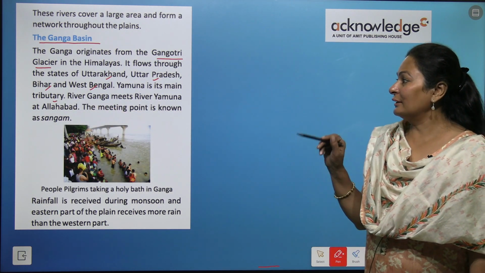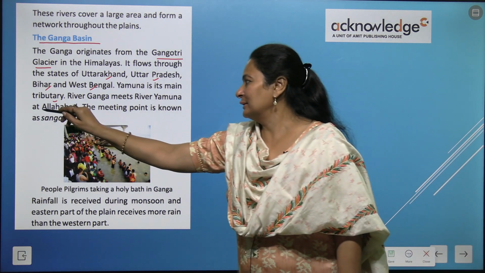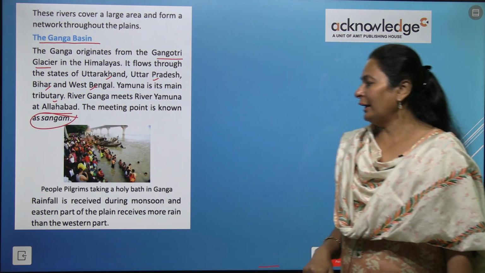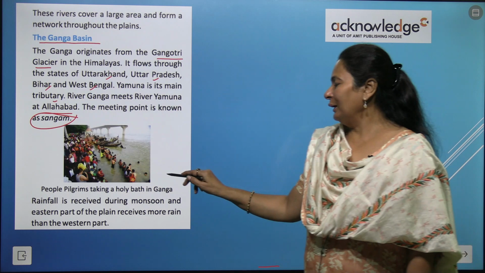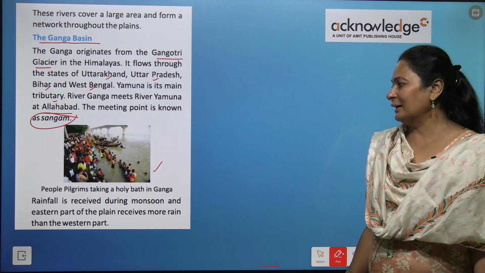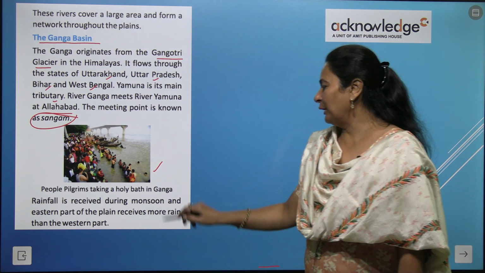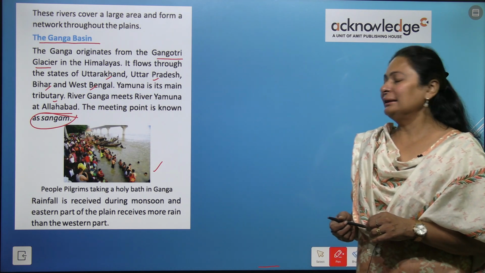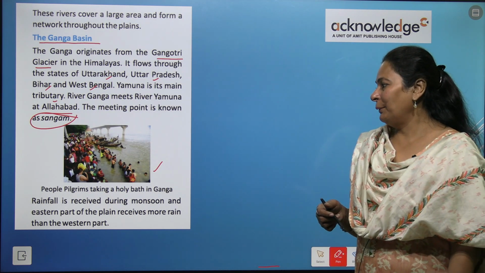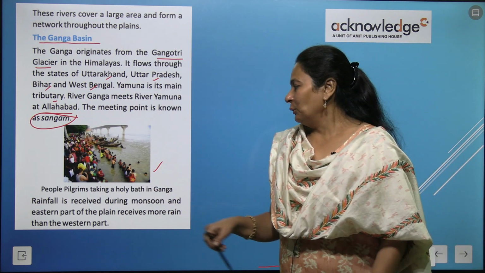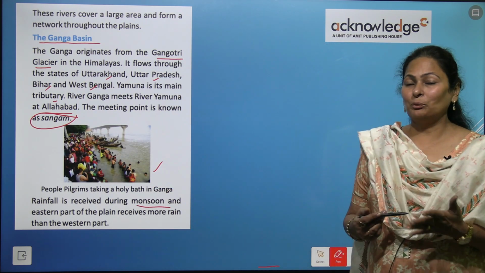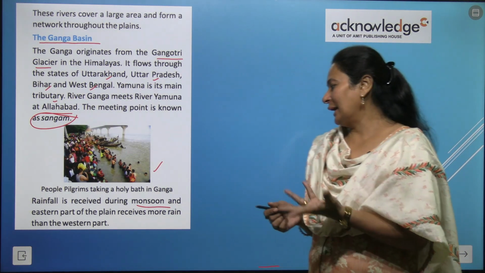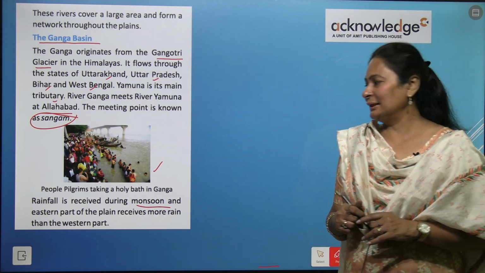River Ganga meets River Yamuna in Allahabad. It is in Uttar Pradesh. The meeting point is called Sangam, right? So people go on pilgrimage to take a holy bath in the Ganga at Sangam. Rainfall is received during monsoon, and the eastern parts of the plain receive more rain than the western parts, right? So in the monsoon season it receives more rain. The eastern part of the northern plains receives more rain as compared to the western part.